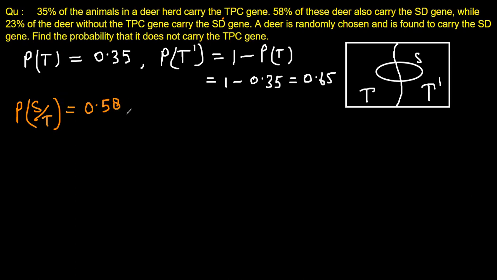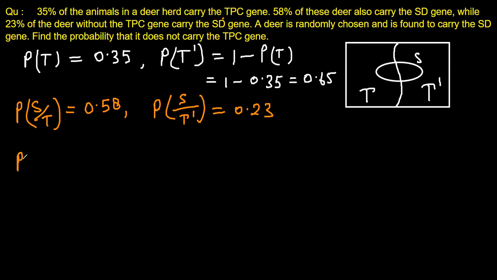Also, the next information: they say 23% of deer without TPC carry SD gene. How do we write that? We write it like this: probability of S over T complement. They clearly said here, and this value is given to be 23%, which is 0.23.